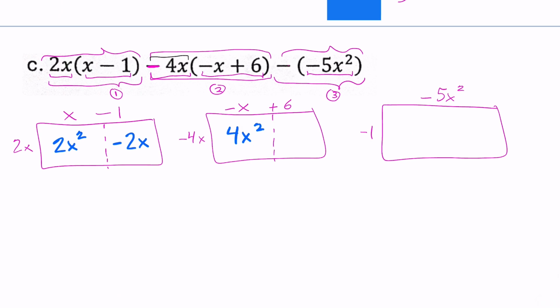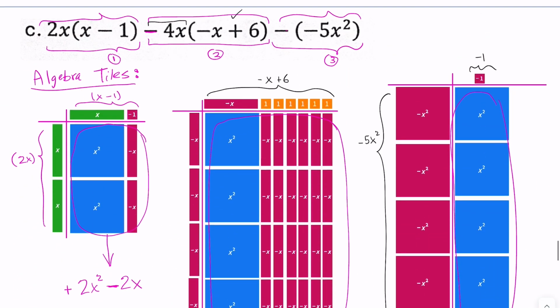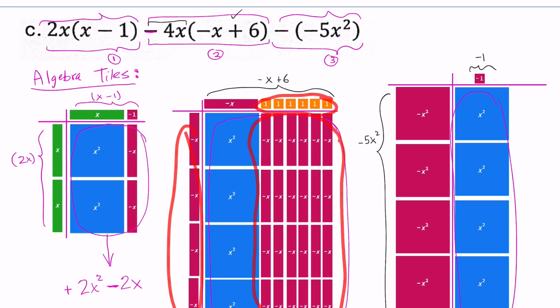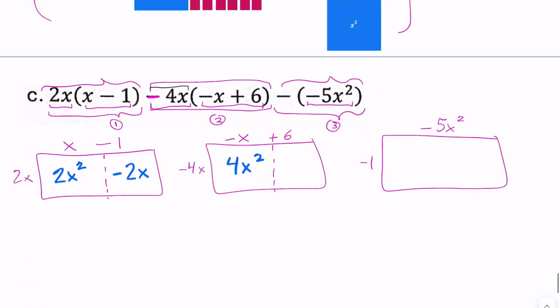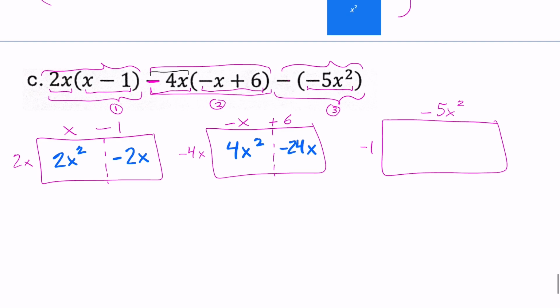Here we have 6 groups of -4x to give us -24x. When you do this plenty of times, you're going to see patterns. It's just 6 times -4, which is -24, and then it's the x family. So -24x. These are all pluses, right?